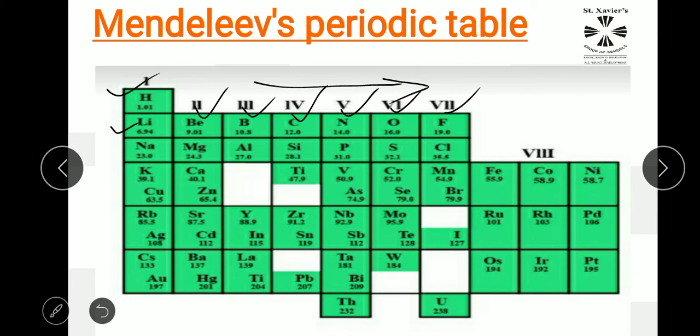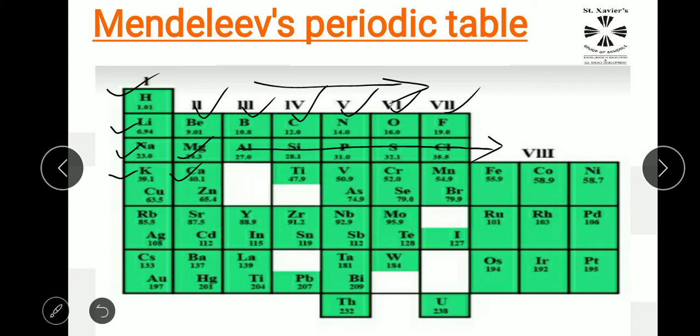Later on, when he saw the next element was having the same property as the first one, he kept sodium just below the lithium. And then again he saw magnesium having the same property, so he kept it below the beryllium. In this way he moved on and kept arranging the elements. Later on, potassium was having the same property, so he kept it below the sodium. Calcium was having the same property, so he kept it just below the magnesium.